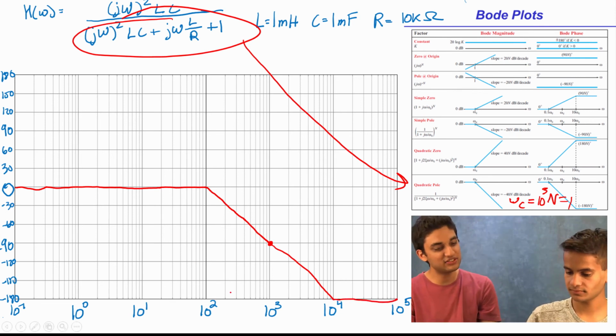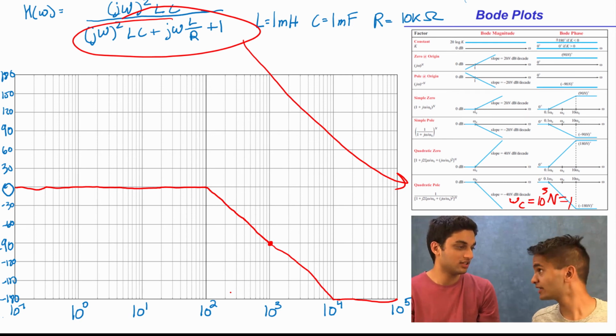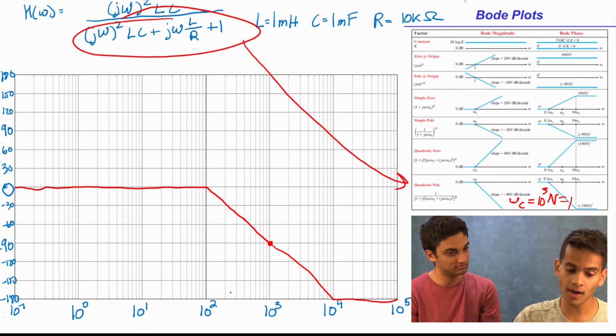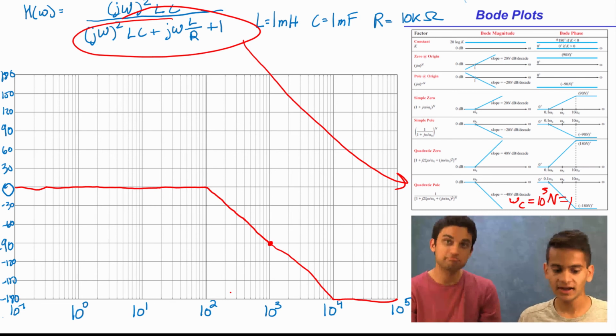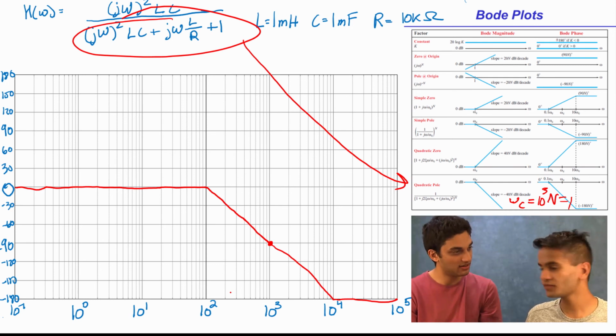Is there a difference between -180 and +180? There's no difference between -180 and +180. So I could have equivalently shifted this graph up by 360 degrees and had this start off at 360 and then drop to 180 degrees. Yep. Would have functioned the same way.